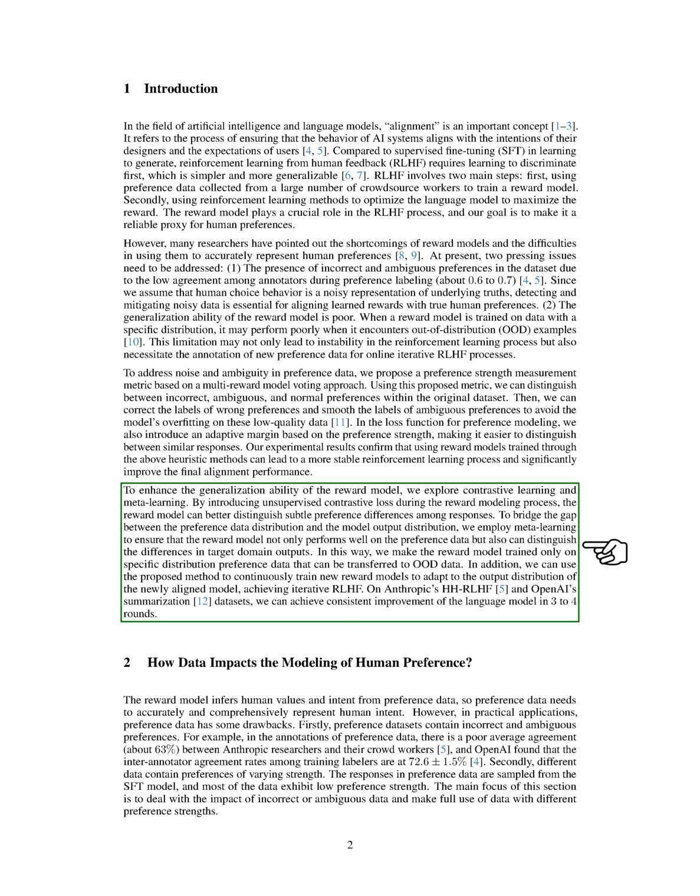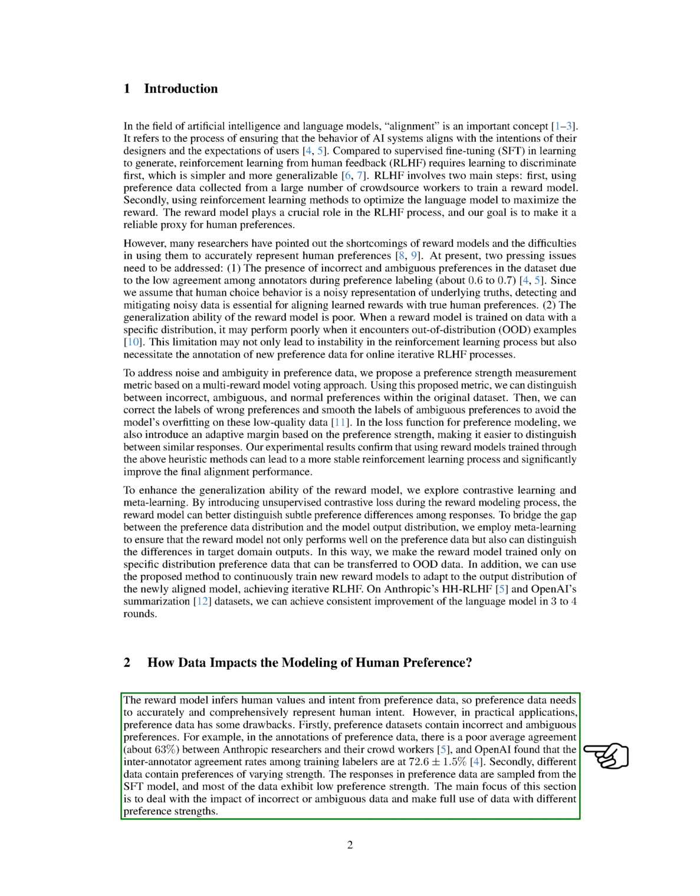However, in practical applications, preference data has some drawbacks. Firstly, preference datasets contain incorrect and ambiguous preferences. For example, in the annotations of preference data, there is a poor average agreement, about 63%, between Anthropic researchers and their crowd workers, and OpenAI found that the inter-annotator agreement rates among training labelers are at 72.6 plus or minus 1.5%. Secondly, different data contain preferences of varying strength.